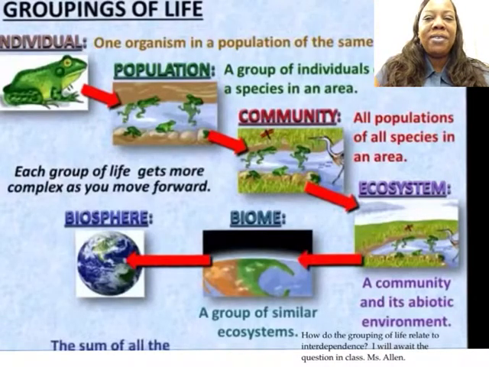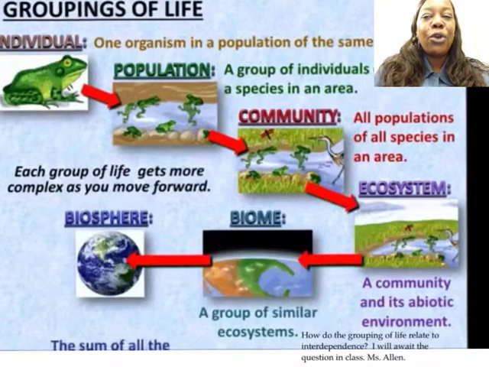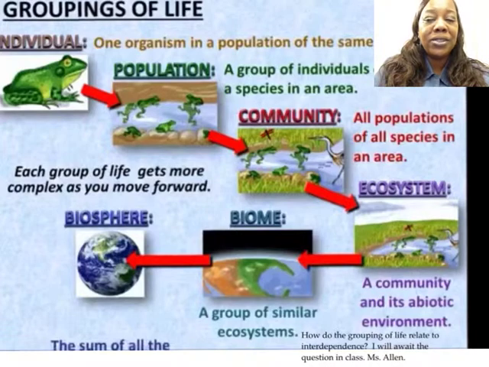As we identify the groupings of life of these organisms, we want to look at the individual species, an organism in a population of the same species. Populations in themselves are a group of individuals of a species that live in the same area. These populations grow to develop communities, all the populations of a species in that given area. Communities come together to form ecosystems: a community and its abiotic, that is, the non-living environment that surrounds it.